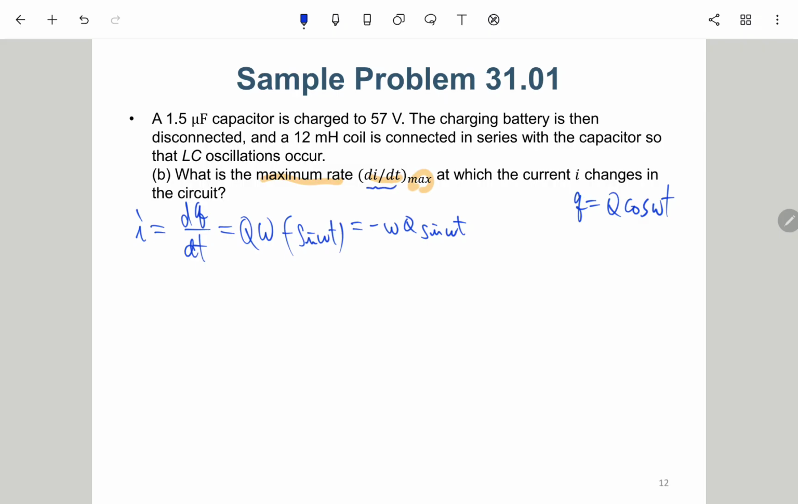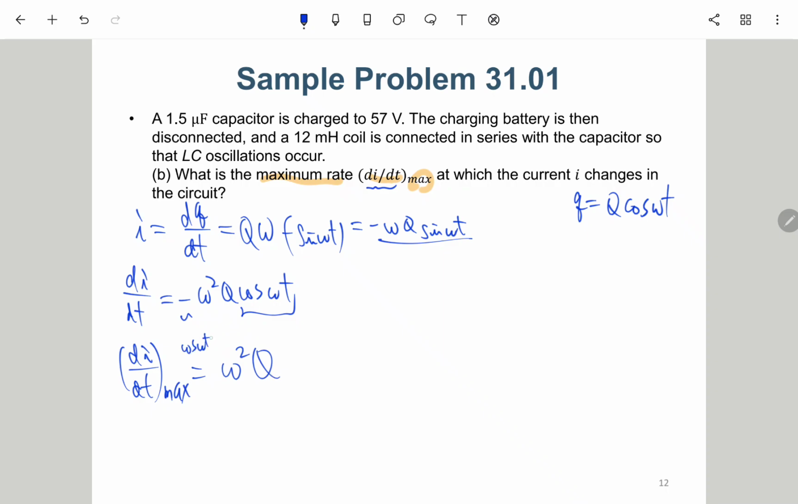And then we need to find di/dt, and we would like to set it to maximum. So di/dt, taking the derivative of it, will be negative omega squared Q cosine of omega t. This is pretty straightforward. The derivative of sine turns out to be cosine, and then we have the chain rule, so we have an additional omega multiplied to the whole thing. So to make di/dt maximum, we try to make cosine of omega t equal to negative 1, combining with this one, so it turns out to be omega squared Q.